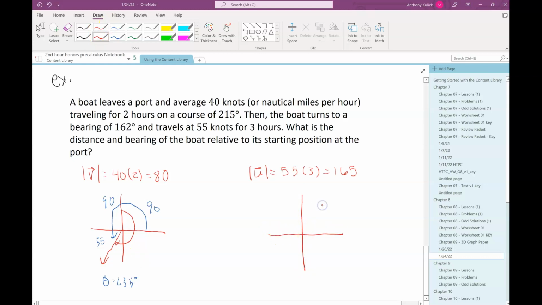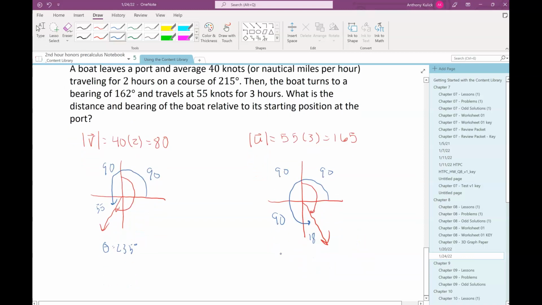And the same thing here, our bearing at 162. So over here. But we want this one. So 90, 90, 90, and then 18. So our bearing there is 288.